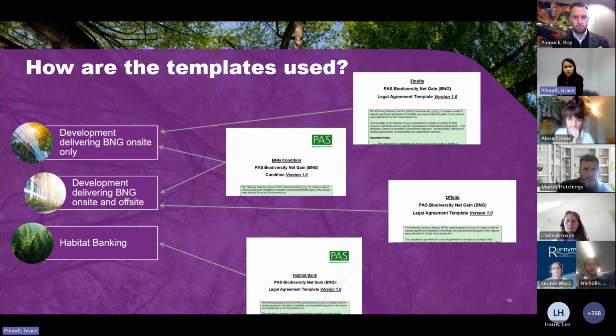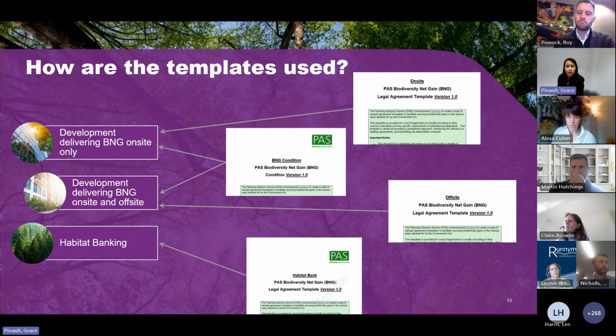For a development delivering BNG on-site and off-site, you can still apply the template condition, but you will need a standalone off-site Section 106 agreement that secures all of the off-site biodiversity net gain enhancements. And the reason for that is there are regulations regulating exactly how off-site biodiversity net gain can be registered on the biodiversity gain site register. Everything except notice requirements need to be secured by legal agreement.